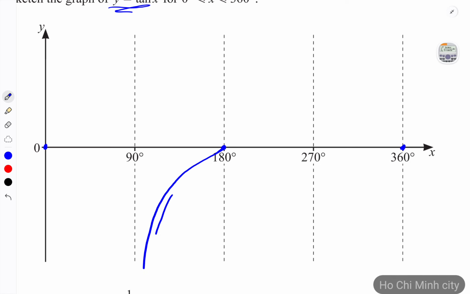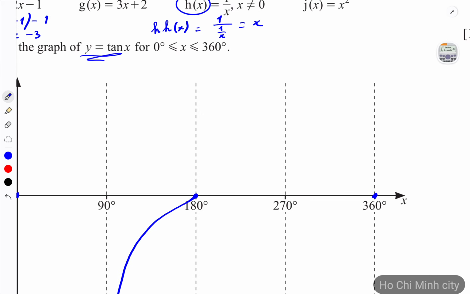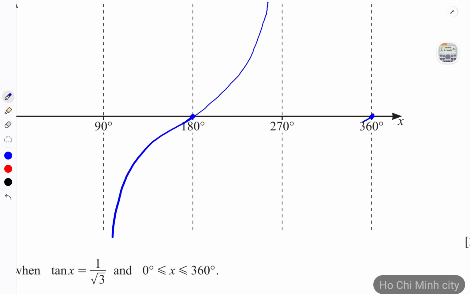All right, so remember this line would continue forever. It would not touch this dotted line. And the same thing here. All right, so here is similar.